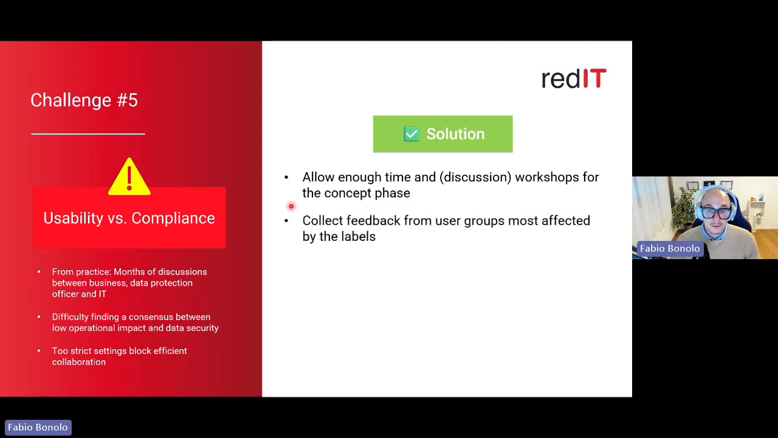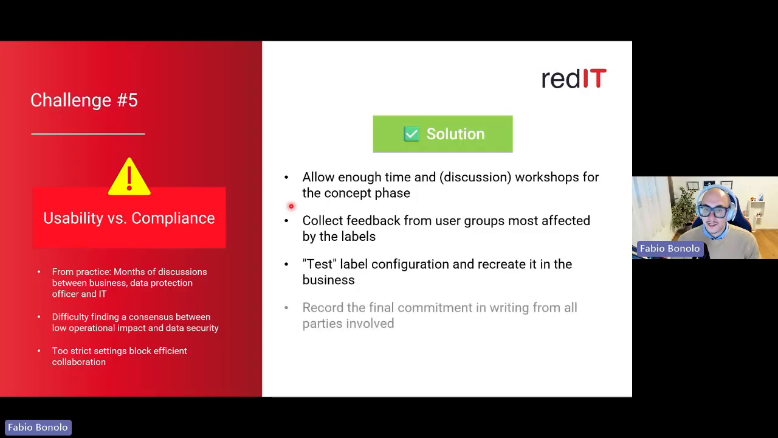Also collect feedback from user groups during the concept phase, because it's not only about what the CISO wants or what the power users want. It's about what the people can live with the most, and the best of the restrictions. And test this label configuration. Of course, record the final commitment in writing from all parties involved, so that you have a written concept and a written commitment about how sensitivity labels should be configured and which restrictions should come in place.